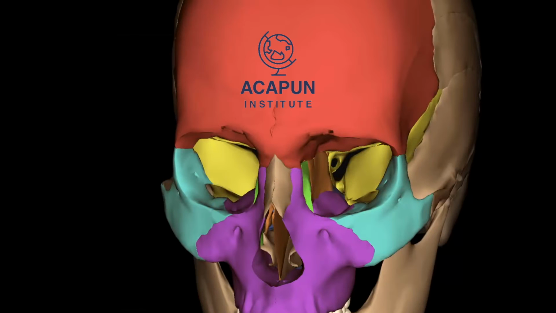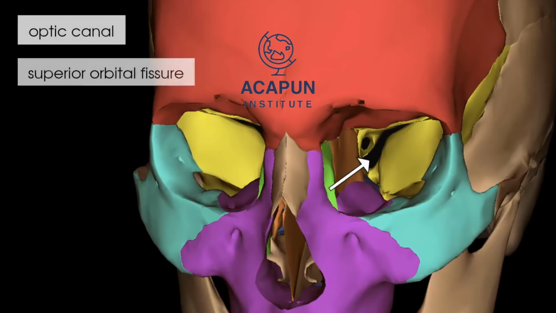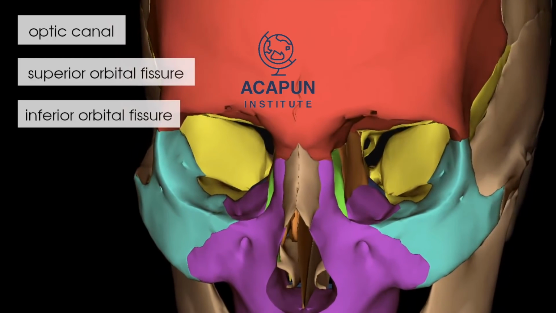There are 3 main pathways by which structures can enter and exit the orbit. These include the optic canal, the superior orbital fissure, and the inferior orbital fissure. The optic canal transmits the optic nerve and the ophthalmic artery. It opens into the middle cranial fossa.